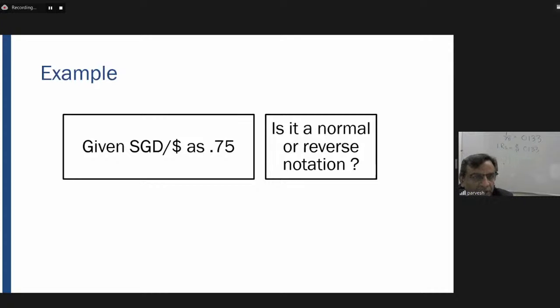First question is this. Second is, how do we express this: $1 is equal to how many Singapore dollars, or 1 Singapore dollar is equal to how many dollars? Just put it in the right way. I expect you to answer this question. I'm just waiting for your answers on the chat. I'll give you 1 minute more to solve it, and then I'll start putting the answer on the slide itself, and we'll do some questions on the board later on.